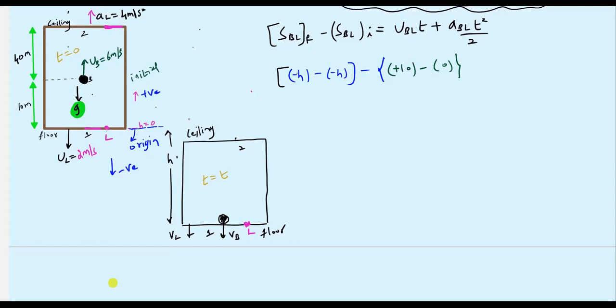I'll use some other color. Okay, fine. Look at this. This is very important. Look at that red color strip. There is the floor of the lift. Initially, where is the floor of the lift? Floor of the lift is at origin. And finally, where is the floor? At a distance h below the origin, as the ball at the lift. So initially, the floor was at origin 0.